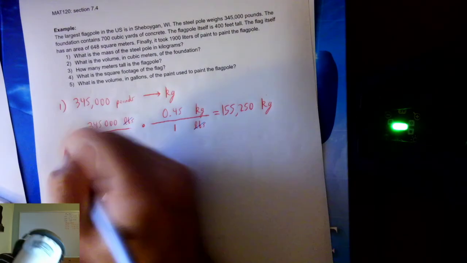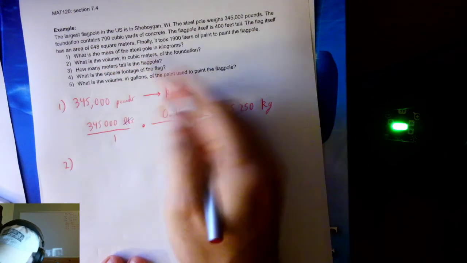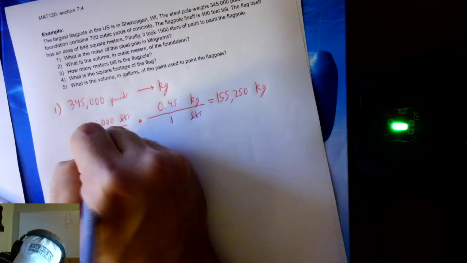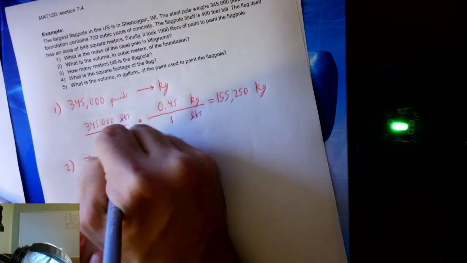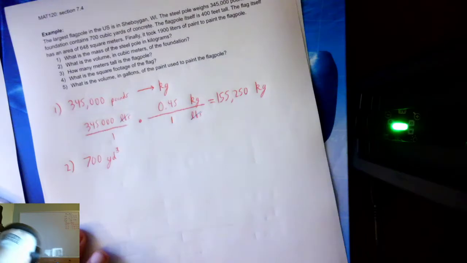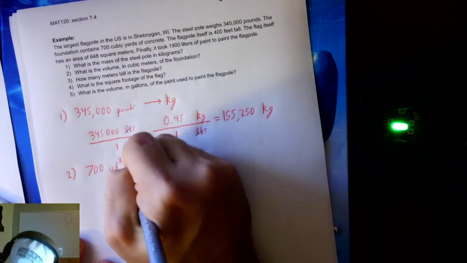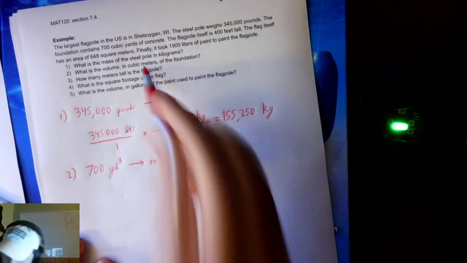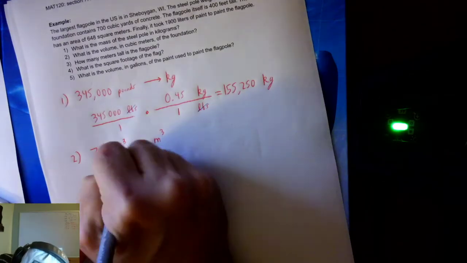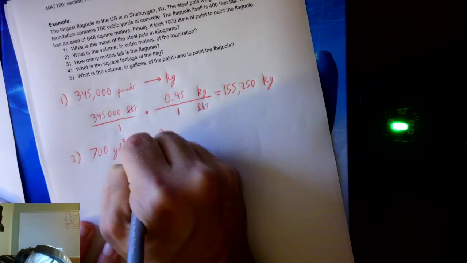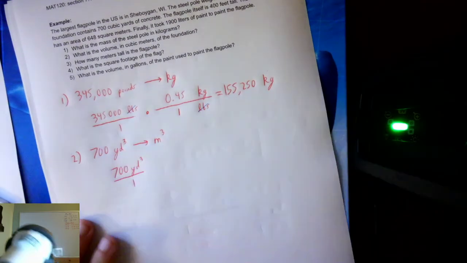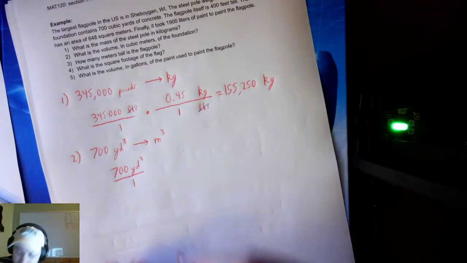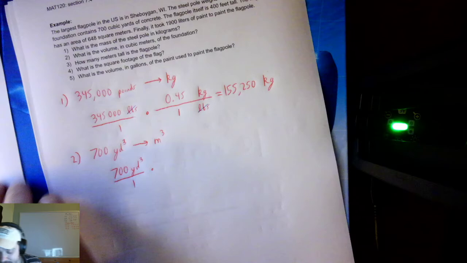Let's look at the second one. What is the volume in cubic meters of the foundation? Let's see. The foundation is currently 700 yards cubed, right? 700 cubic yards, and I want to convert it to meters cubed. Cubic meters, right? Well, first thing I'm going to do is write my given unit. And I'm going to put it over 1, right? There's no fractions here. It's not miles per hour. It's not something per something, right? And I'm going to multiply. Let's see. I want meters cubed.